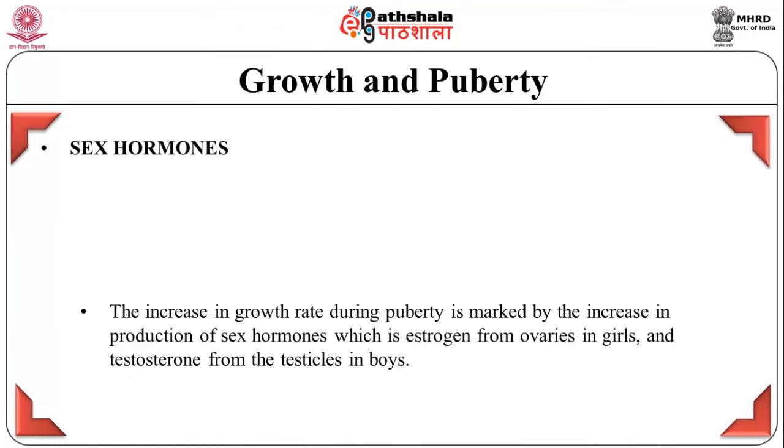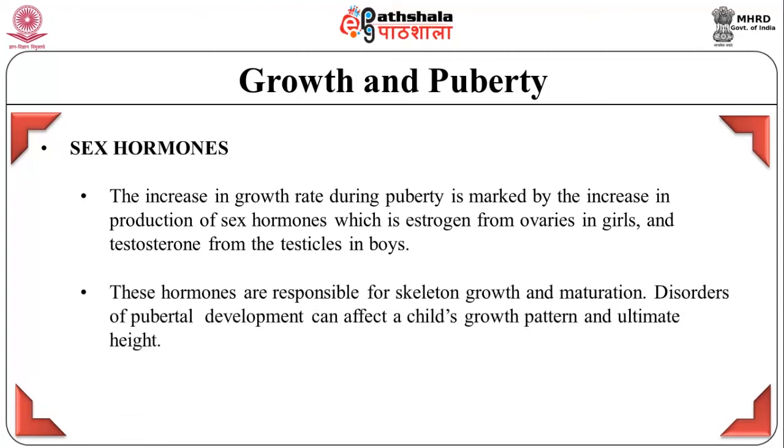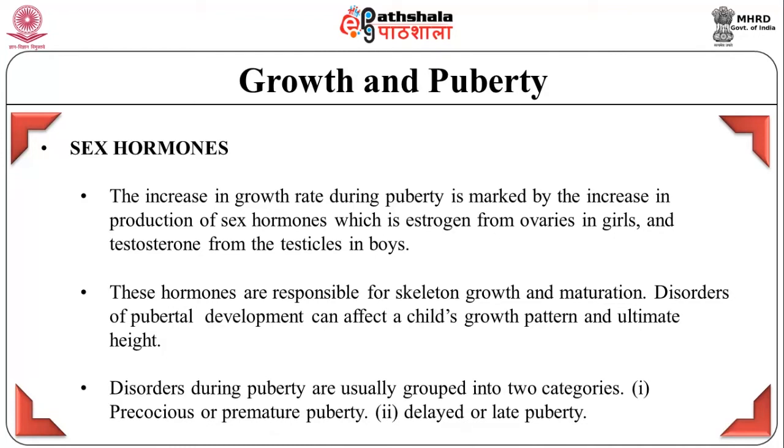Sex hormones. The increase in growth rate during puberty is marked by the increase in production of sex hormones, which is estrogen from ovaries in girls and testosterone from the testicles in boys. These hormones are responsible for skeletal growth and maturation. Disorders of pubertal development can affect a child's growth pattern and ultimate height. Disorders during puberty are usually grouped into two categories. One, precocious or premature puberty. Second, delayed or late puberty.